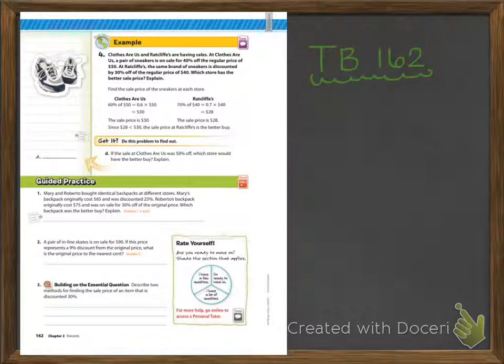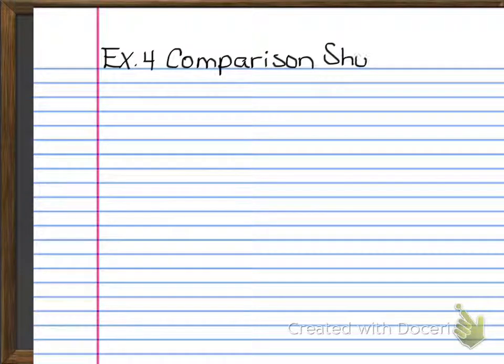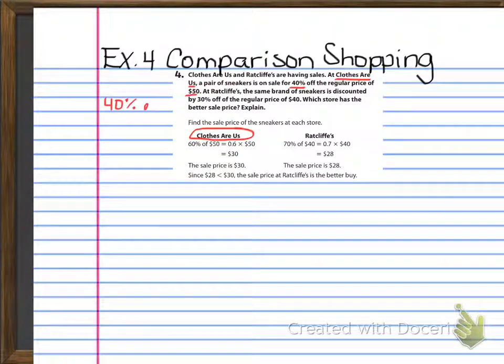All right, so now we're looking at example 4 on textbook page 162. So example 4 is a comparison shopping problem. You see that Clothes R Us and Ratcliffe's are having sales. At Clothes R Us, a pair of sneakers is on sale for 40% off the regular price of $50. So on your paper, you want to write 40% off of 50, and you want to write Clothes R Us.